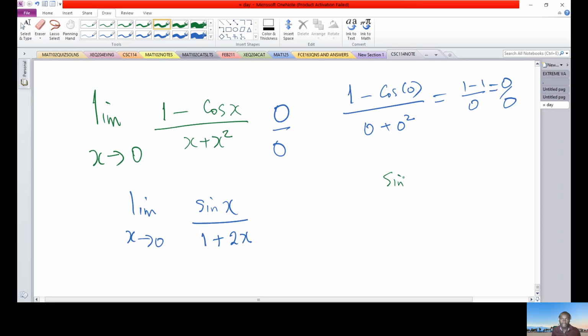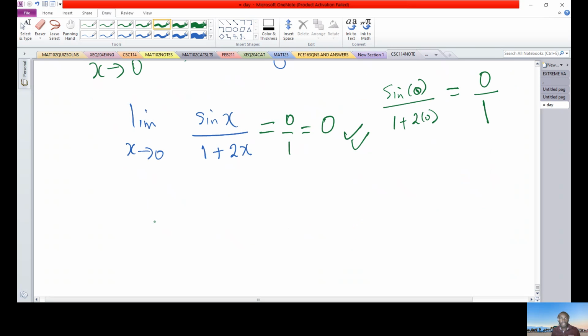Because we have sine of 0 over 1 plus 2 times 0. So this will give us 0 over 1. So remember, 0 over 1 is defined. So therefore, don't apply it. So this is 0 over 1, which is just 0. So 0 is the correct answer.